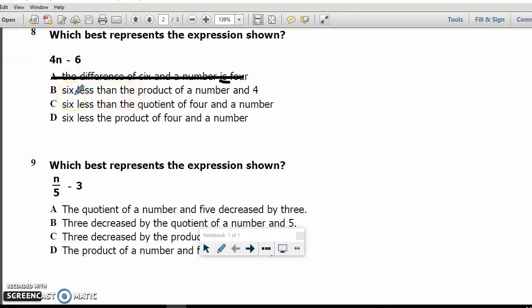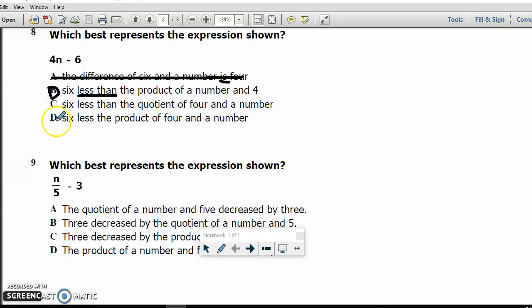It says 6 less than. Remember, less than is a turnaround word. That means whatever comes before that word less than should be at the end of your expression. So 6 should actually be behind 4 times a number. Is 6 behind 4 times a number? Yes, it is. So actually, B is our correct answer.